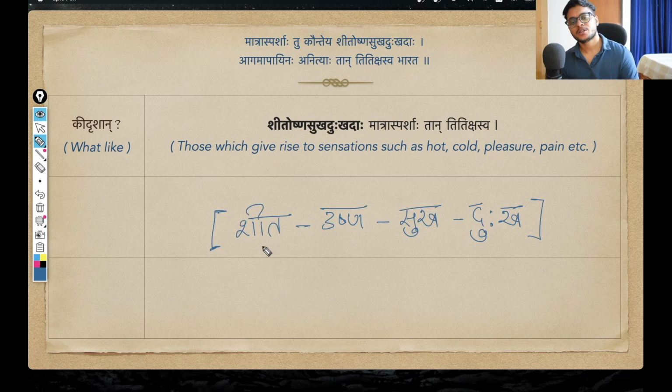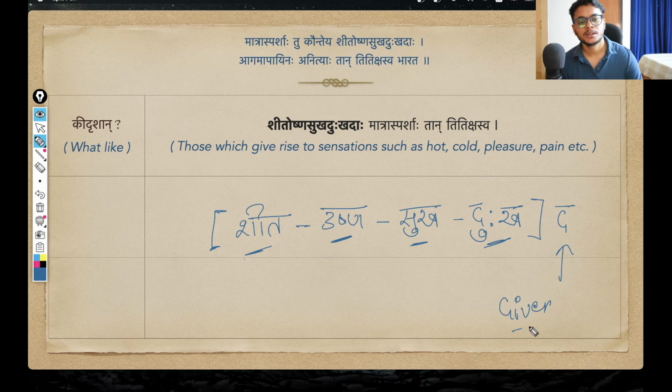As I already mentioned, Shita means cold, Ushna means hot, Sukha means pleasure, Dukkha means sorrow, pain. And when we add da with something, this da represents the giver of that thing.